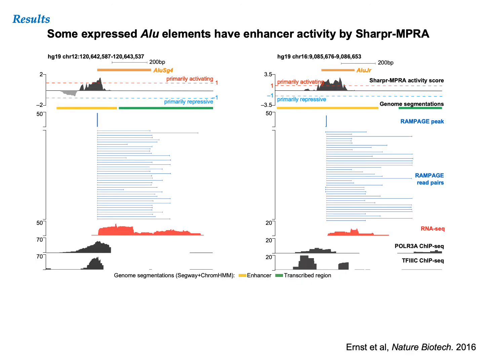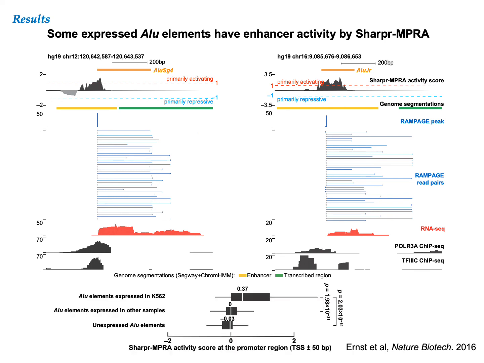Sharpr-MPRA is another assay that provides a direct readout of enhancer function for select genomic regions. Here are two Alu elements expressed in K562 cells that have enhancer activities by the Sharpr-MPRA assay applied to the same cell type. Overall, we observed significantly higher overlap between expressed Alu elements and the Sharpr-MPRA enhancers than for unexpressed Alu elements.